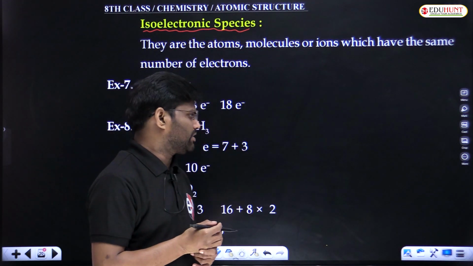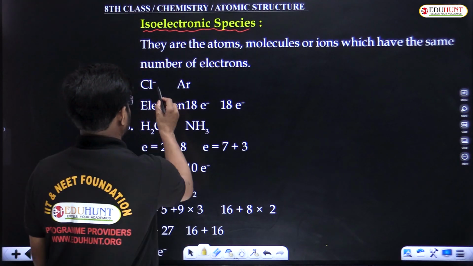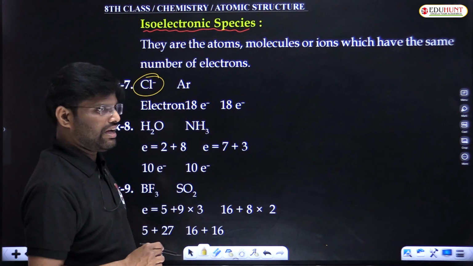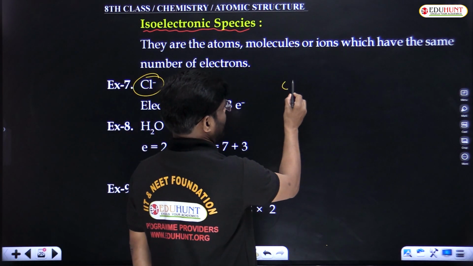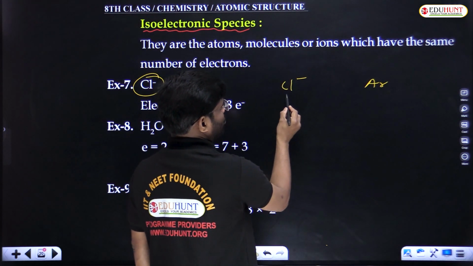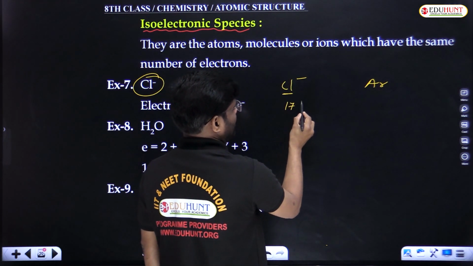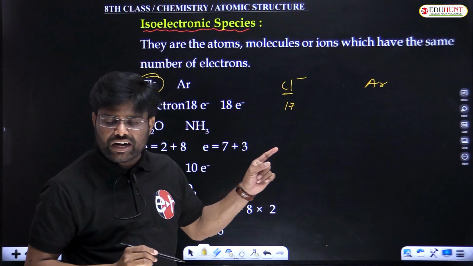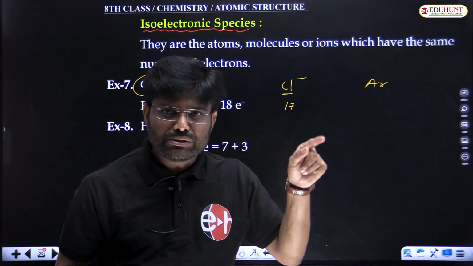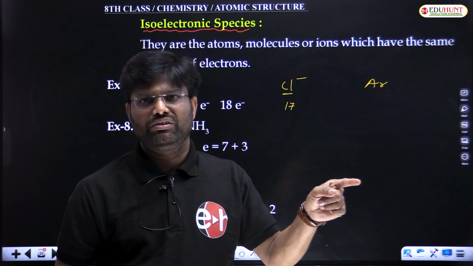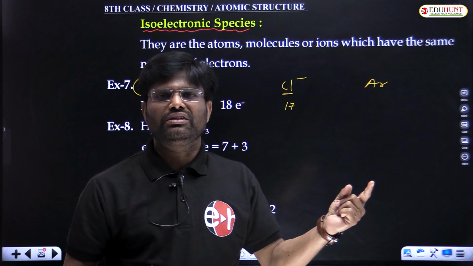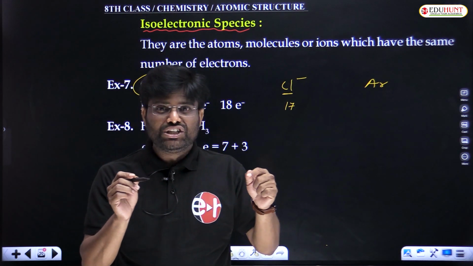See, let us see Cl minus, which is chloride, and Ar, argon. For Cl minus, chlorine atomic number is 17. Now minus means you should add an electron. If it is minus, you should add the electron. If it is plus, you should remove the electron.